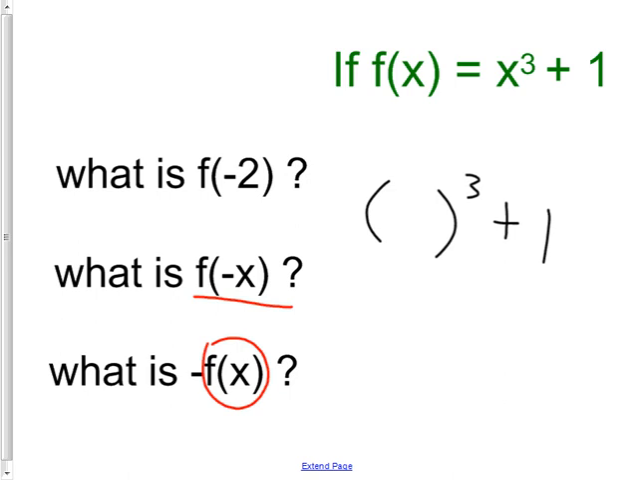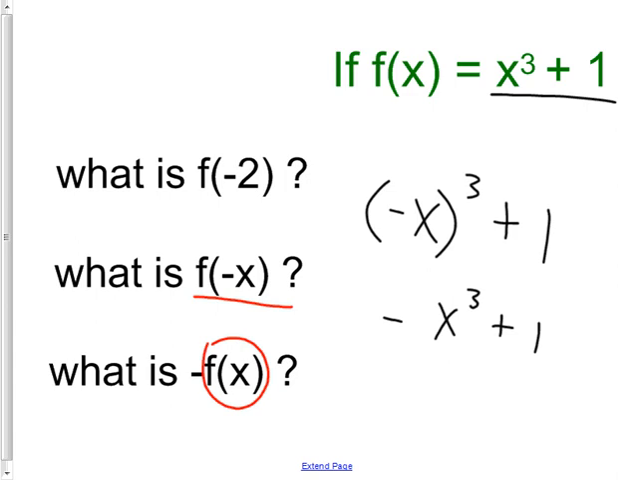Next kind. You put an empty spot where the x is. It's just the same exact thing as I had before. Just write it with an empty spot. And I'm going to drop in negative x. What happens with negative x cubed? Does that stay negative, or does that negative go away? Stays negative. Final answer is negative x cubed plus 1.